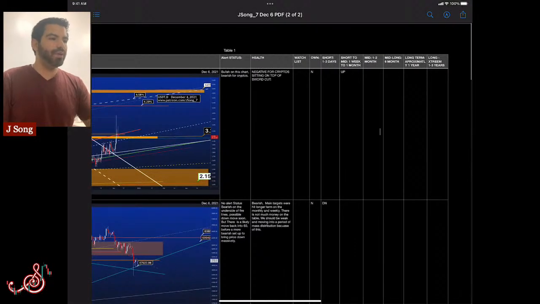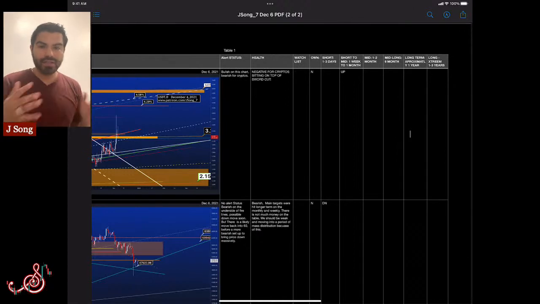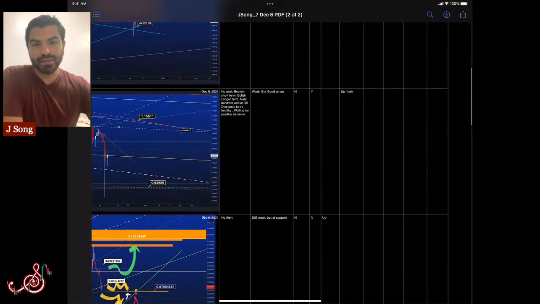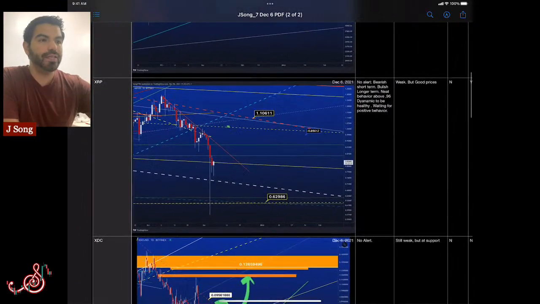Okay, and then I didn't put anything for mid to long term. Although extreme, I want to see more behavior. But approximately soon, I'm going to be updating this to show a down movement, because I do expect us to get a gulp of air and go back down, but we're watching behavior closely.